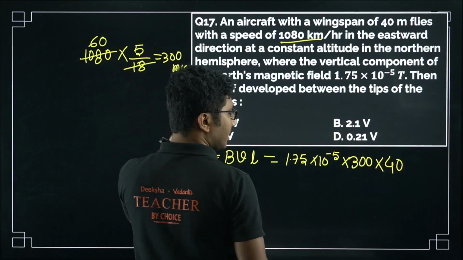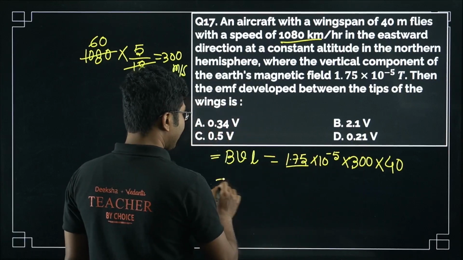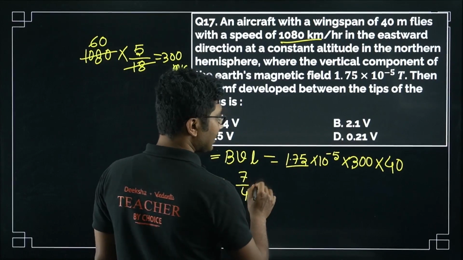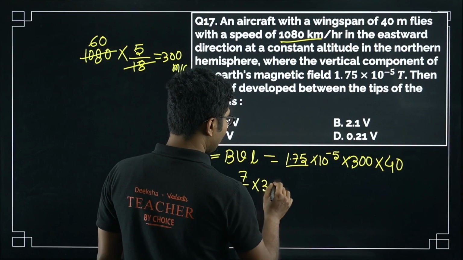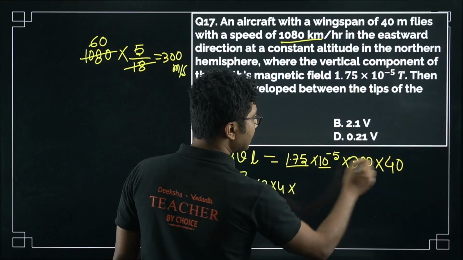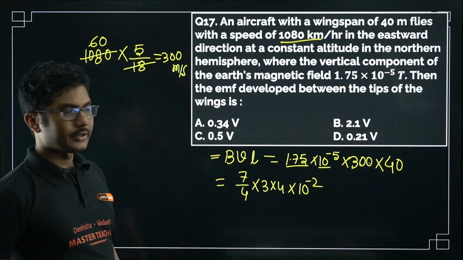Okay, so now just, what is 1.75 by the way? 1.75 is basically 7 by 4. If you know this conversion, it will also help. Okay, 3 into 4. So 10 to the power of minus 5, 1, 2, 3 zeros. So it will be 10 to the power of minus 2. Right? 3 zeros are here.